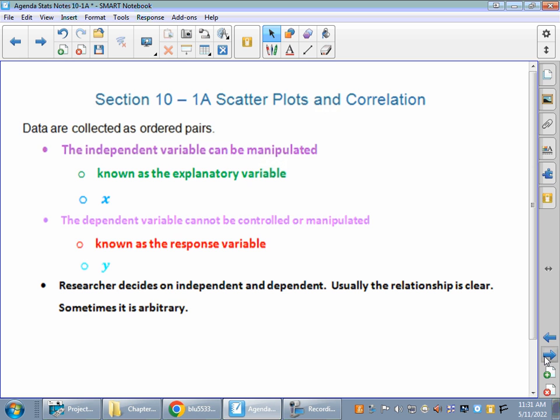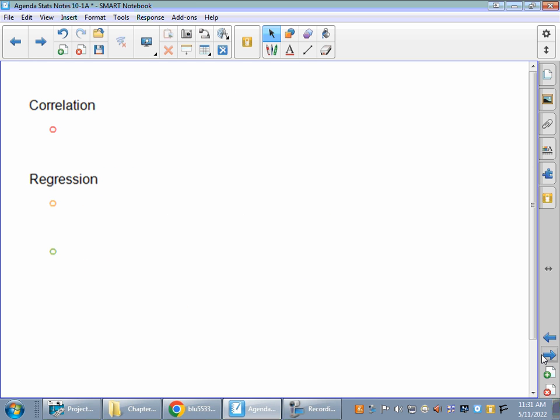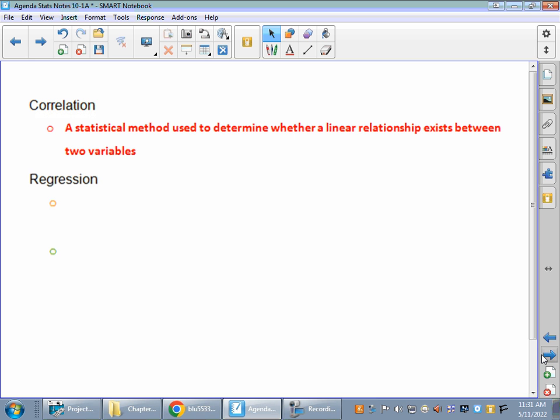So let's talk about correlation. Correlation is a statistical method used to determine whether a linear relationship exists between two variables. We're going to look at this in a couple of different ways. We're going to see it visually, and we're also going to look at it mathematically. So, determining if there is a linear relationship between two variables.